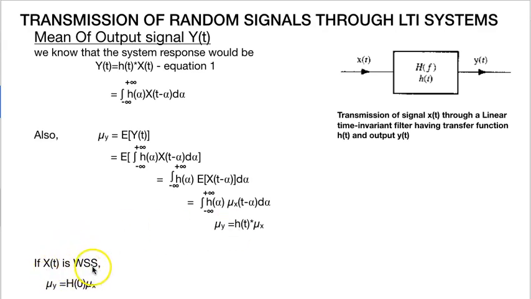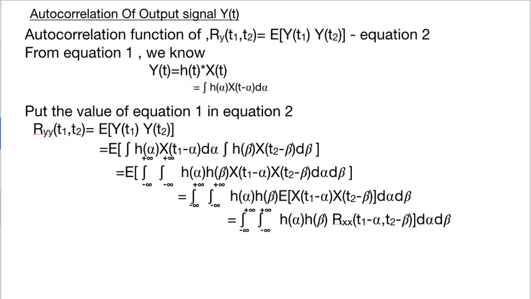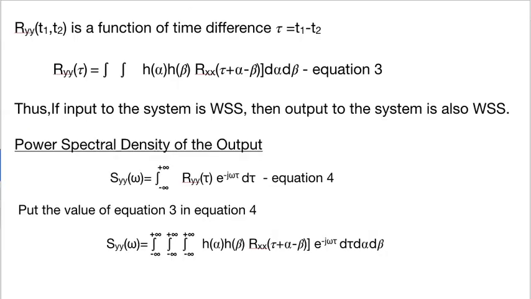If a random process is WSS in nature, then the output mean will be equal to the transfer function at 0 multiplied by the mean of the input signal. You can see in this box what an LTI system does to an input x of t. Moving on with the next property, that is autocorrelation of output signal. Here I have calculated. Pause for a minute and check it out. Moving on, this is the formula to calculate the output autocorrelation and the output power spectral density.